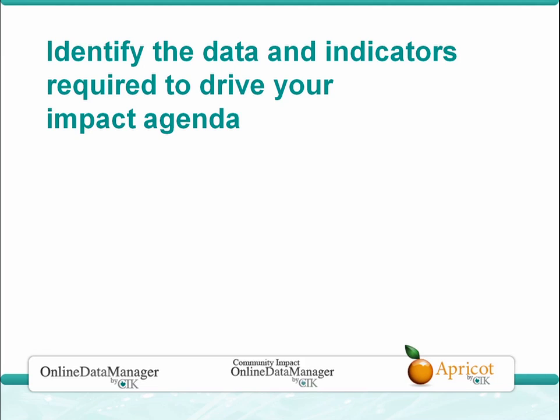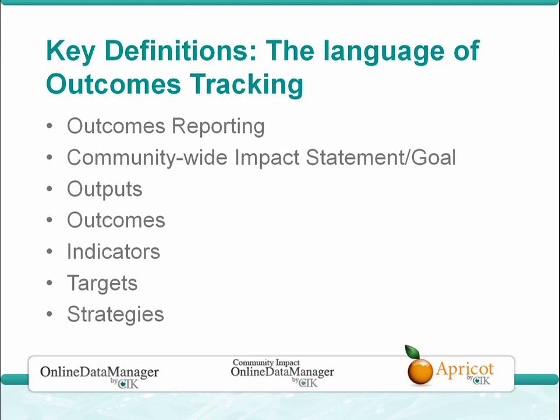So the first part is identifying the data and indicators required to drive your impact agenda. And part of the issue, from my perspective, is that we spend a lot of time being confused between our volunteers, the agencies we fund, and United Way staff because we don't take the time to make sure that we're all on the same page relative to definitions. Whether that's outcomes reporting, outcomes indicators, targets. So one of the things I recommend is to really take the time to make sure that you're coming up with common definitions that everyone agrees to as you begin to move forward.